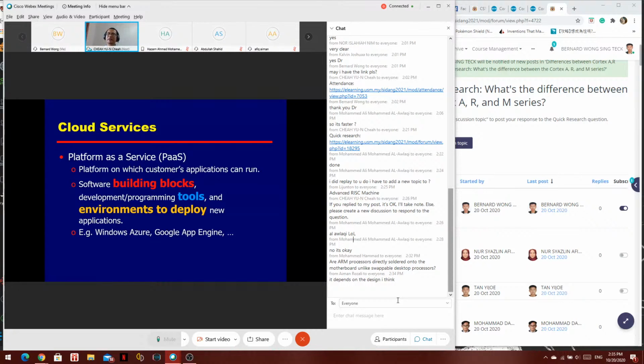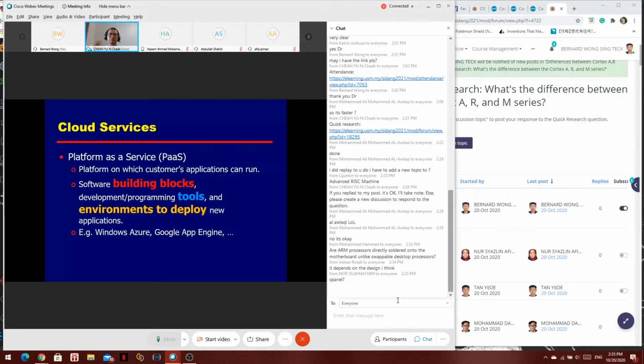Okay, platform as a service acts as a toolbox, especially for developers who want to develop software applications and be able to deploy them online. That is what we call platform as a service. Later, some of you may already know, or may make use of, platforms such as Windows Azure and Google App Engine. These are available online for you to develop applications and software or whatever.